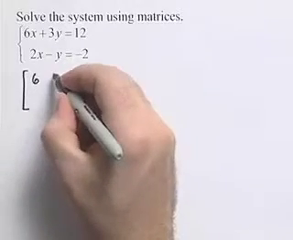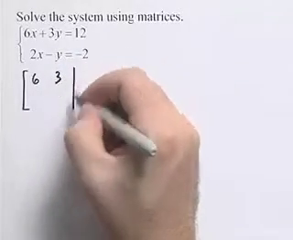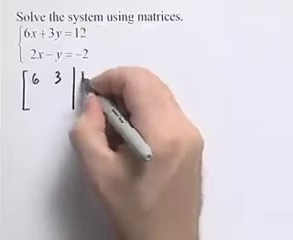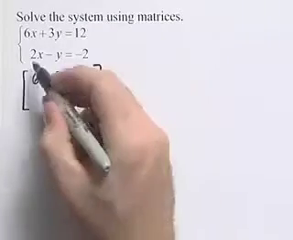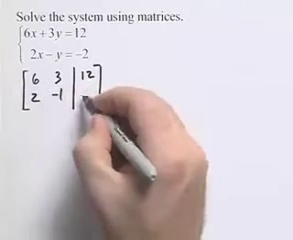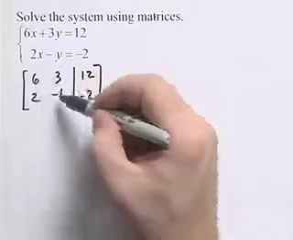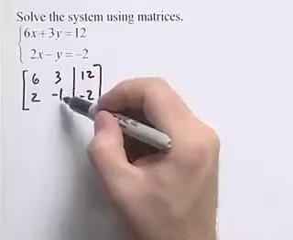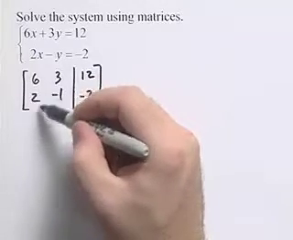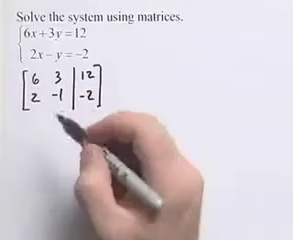So we're going to write 6, 3, and our vertical line that represents our equal signs, 12. Then we have 2, negative 1, negative 2. Now our goal is we want to get 1 on this diagonal here, so 1 there and a 1 here, and a 0 in the lower triangle area.